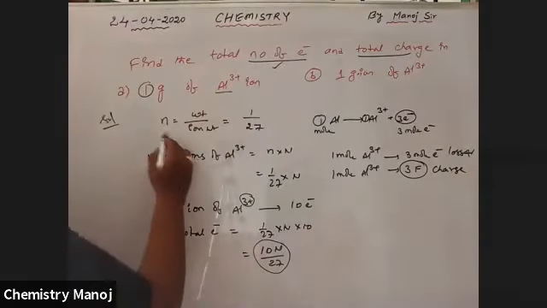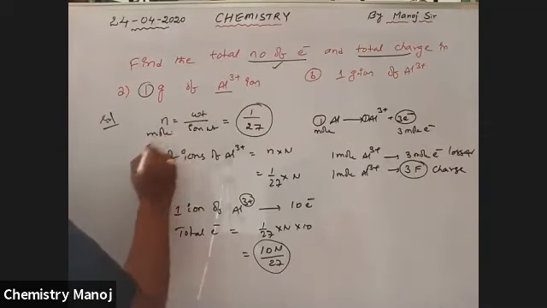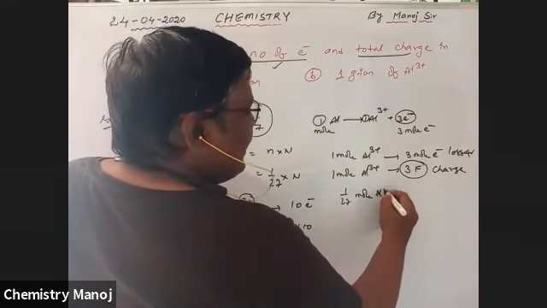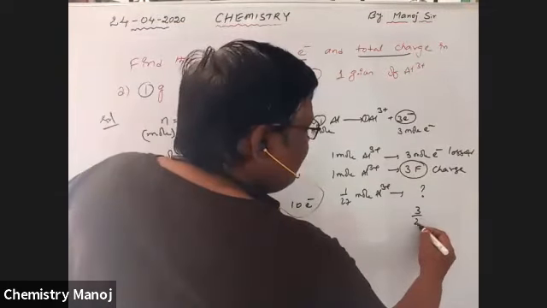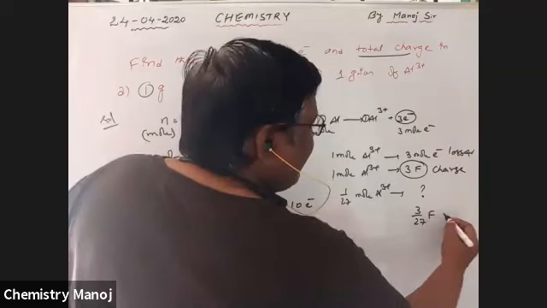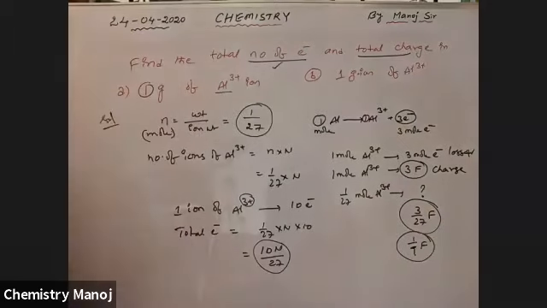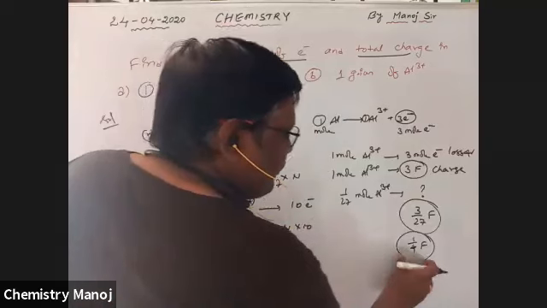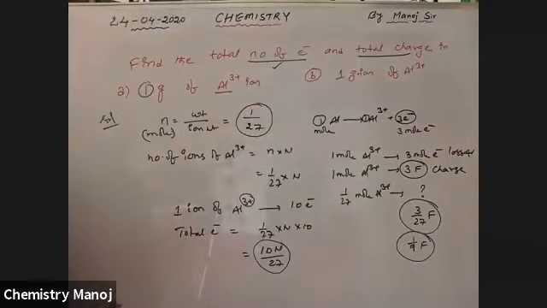Now how many moles do we have? 1 by 27 moles are there. Al3+ has how much charge? That is 3 into 1 by 27 Faraday, which is 1 by 9 Faraday charge available.